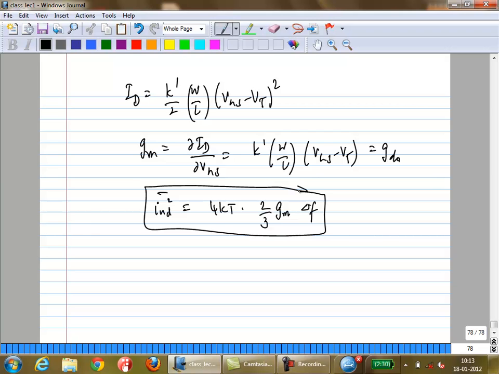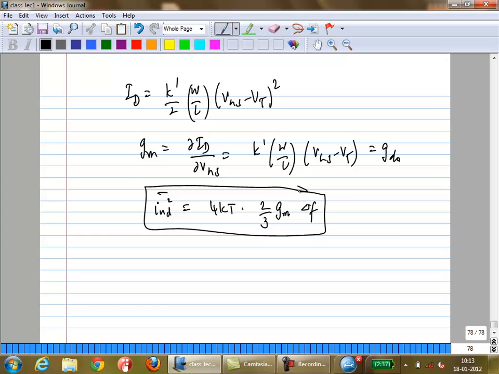GD0 is, in triode region, the impedance of the MOSFET between the drain and the source at the origin, for very small VDS, right? So that turns out to be K' W over L into (VGS minus VT). Now remember that this is just a convenient way.